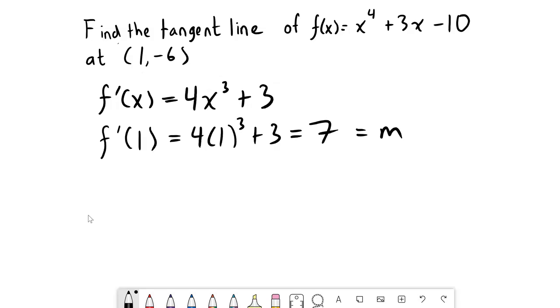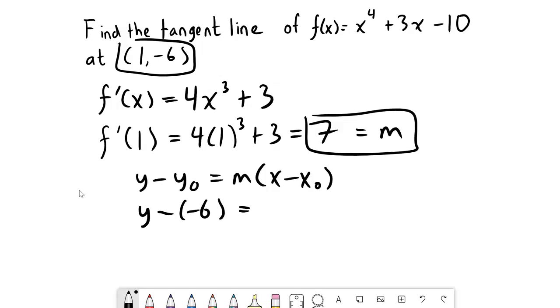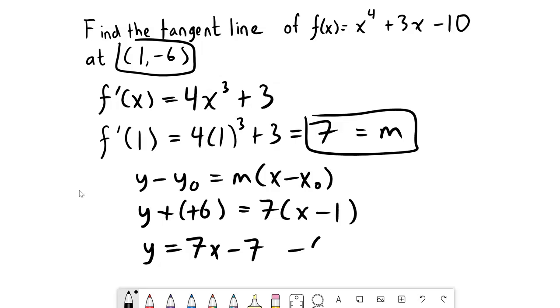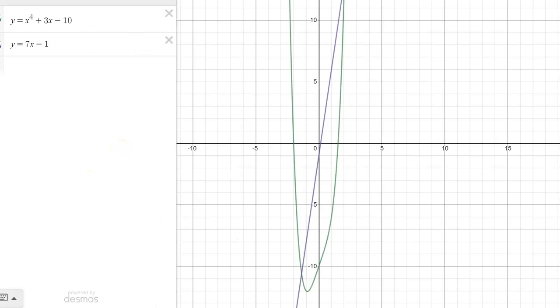Now we want to find a tangent line, and we can use this fact that we know the slope, and we also know the point, right? Point slope. I'll just write out the general point slope equation right here, where x naught and y naught are just the point. So it's just y minus negative 6 equals 7 times x minus 1. This becomes positive, and then if you want slope intercept to make it look nicer, like this, and then the final answer is y equals 7x minus 13. This is the final answer.